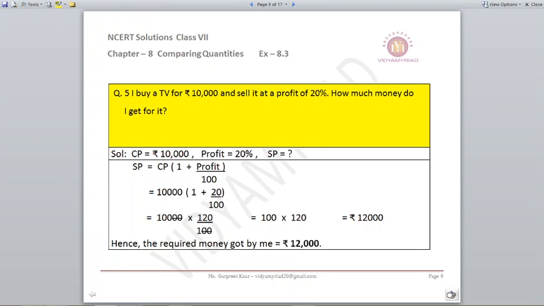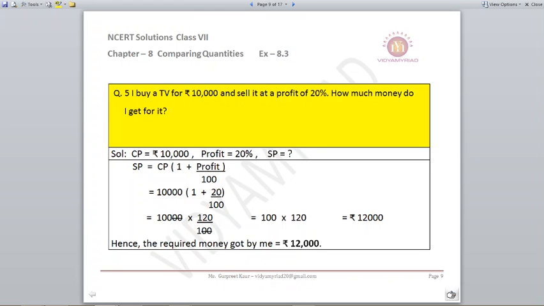Question number 5. I buy a TV for rupees 10,000 and sell it at a profit of 20%. How much do I get for it? Now here, first of all, whatever is given to you, first write it down. You have the cost price with you, 10,000. You have the profit with you, 20%. You need to find out the selling price of it. We don't know, so I have put a question mark.